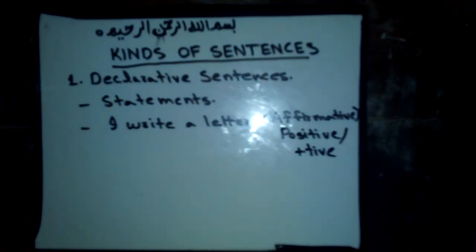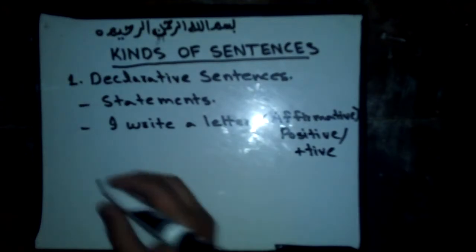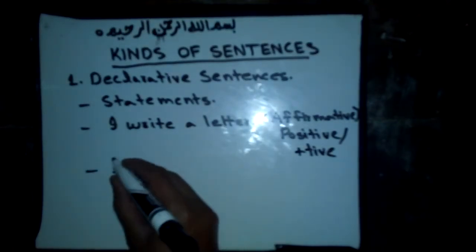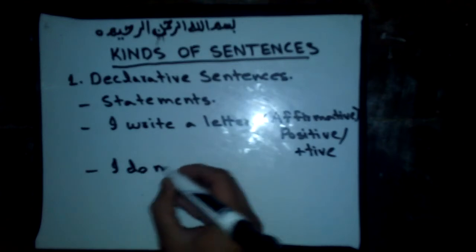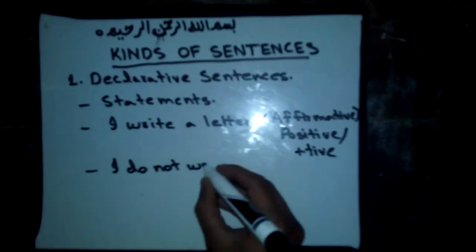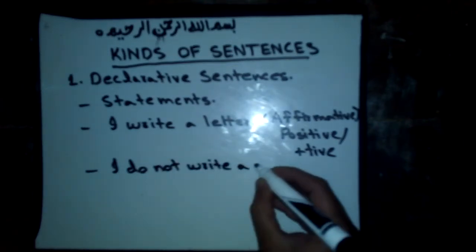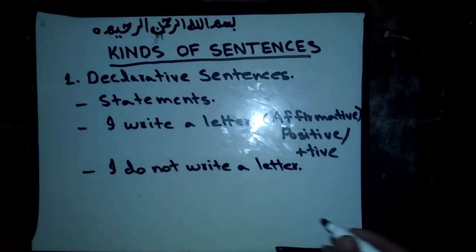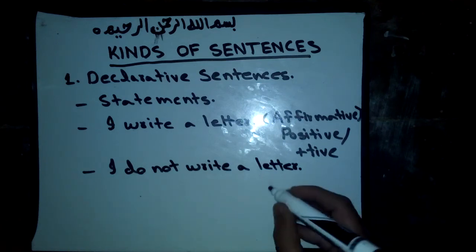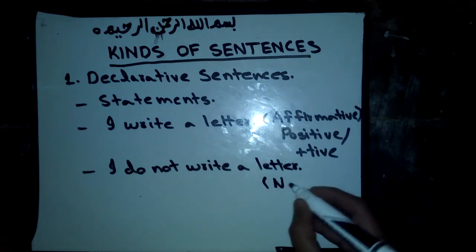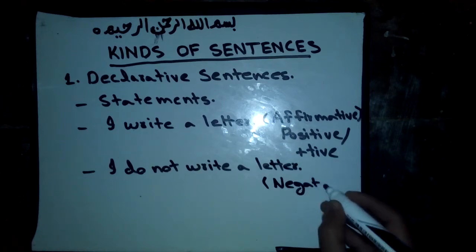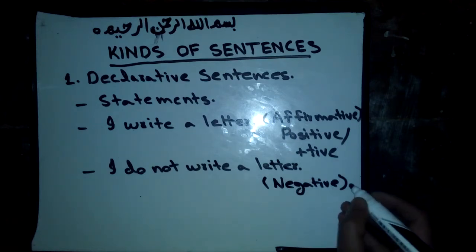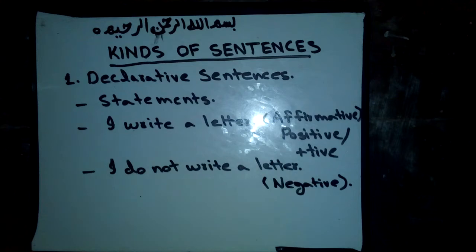We can make its negative sentence as well. For example, I do not write a letter. It is declarative sentence, but it is negative declarative sentence. In this way, you can make other sentences which are declarative. Now, the second kind.